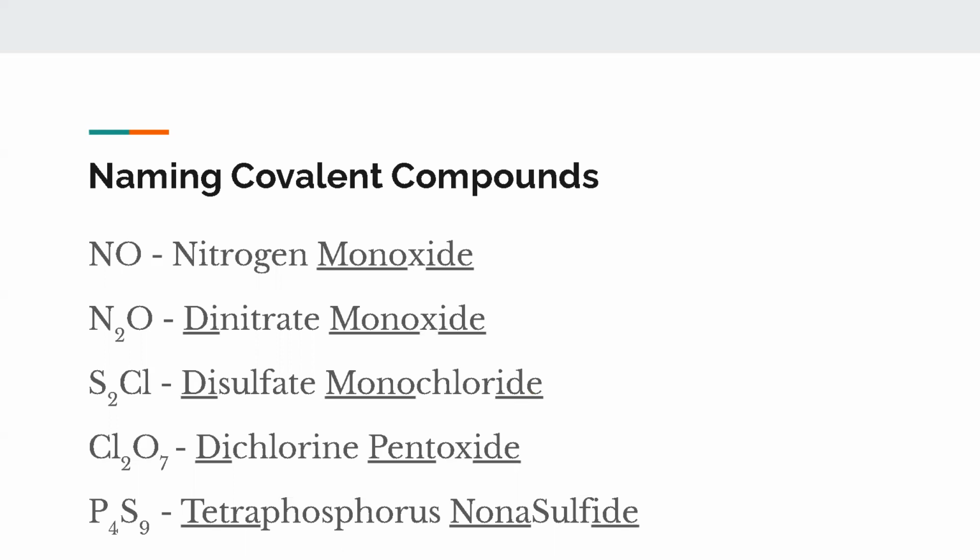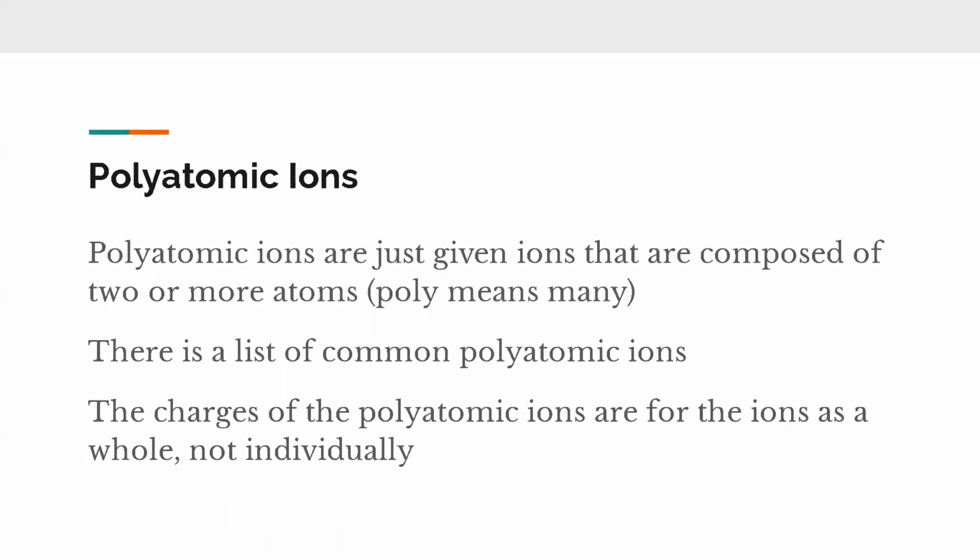So P4S9, tetraphosphorus, because there's 4. 4 means tetra. Nonasulfide. So nona means 9. So S9 would be nonasulfide. It's pretty straightforward. You just have to add the prefix at the beginning and then add "-ide" at the end. All right.